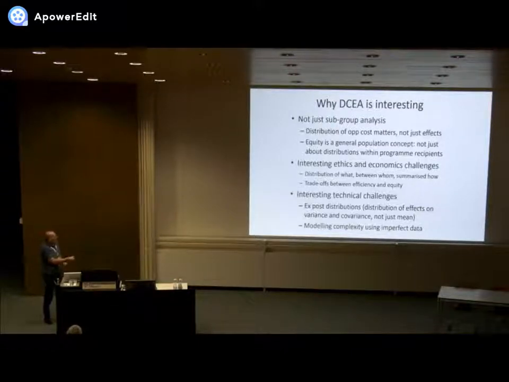Secondly, equity is a general population concept, right? If you're a decision maker, you care about your whole population. You don't just care about HIV patients, fairness within that group, or fairness within heart circulatory disease patients. You care about equity within your whole general population. So you need to model the non-recipient population as well. There are fascinating equity challenges when you're thinking about distribution, the classic Amartya Sen question: equality of what, between whom, summarized how. There are all sorts of interesting ethical challenges in these measures of equity.